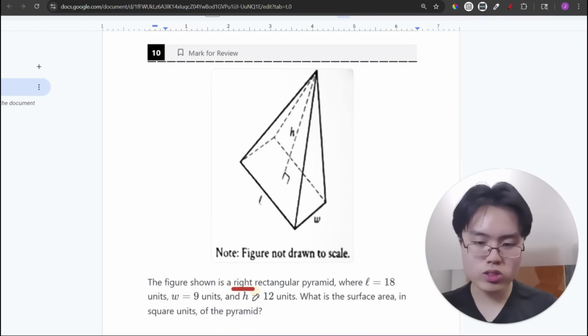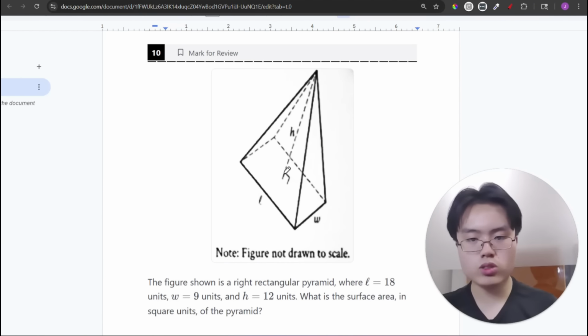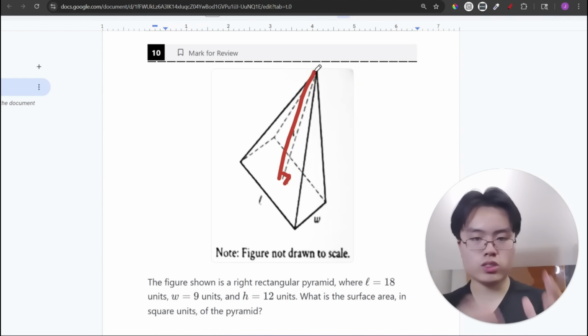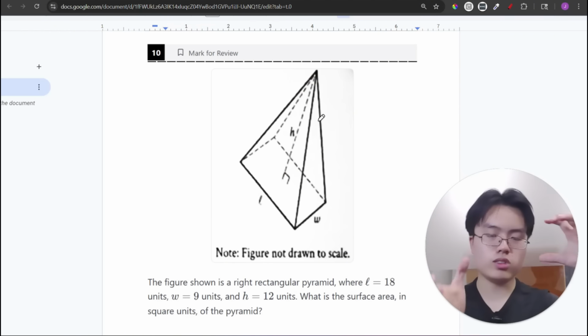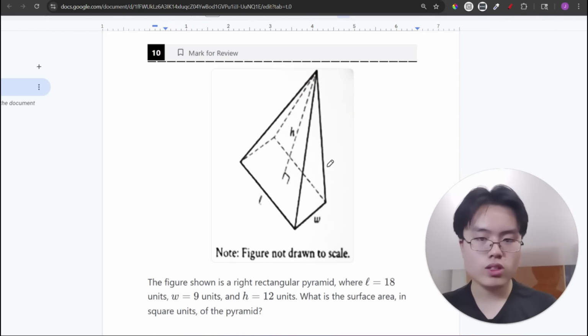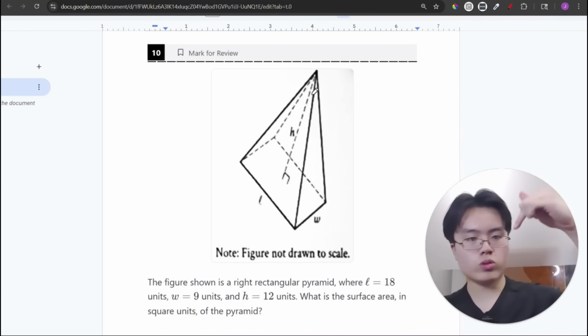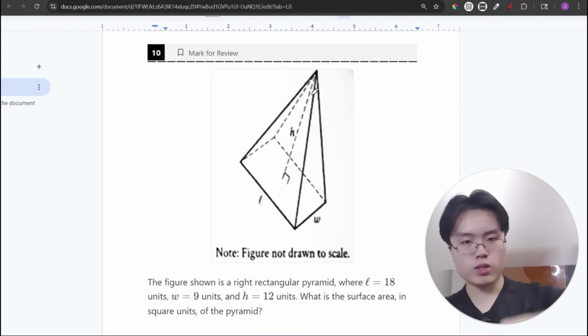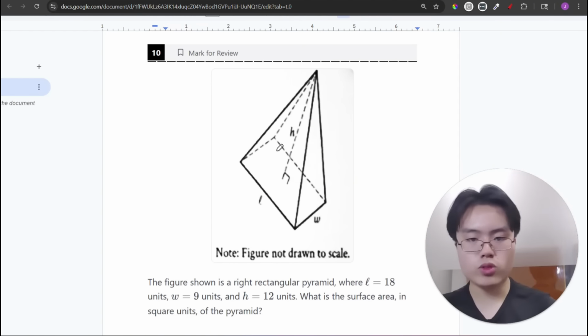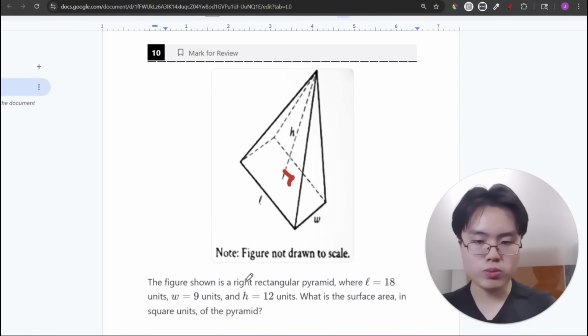Okay, and this right thing, you can just ignore this. It might say right cylinder, right triangular pyramid, right rectangular pyramid. I think that's just referring to the fact that there's a right angle. It's just a normal shape, right? It's not like a slanted pyramid or anything. If you drew a line straight down from the tip to the base, it's going to form a right angle, and that's what it means by right.